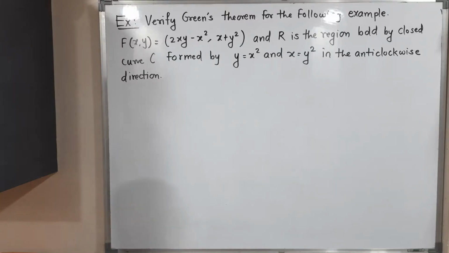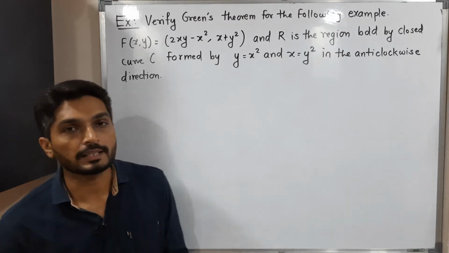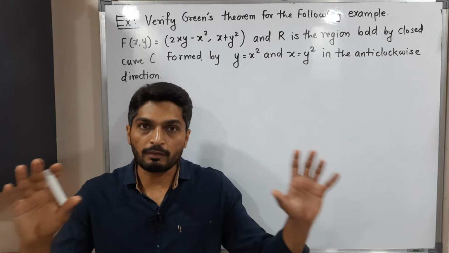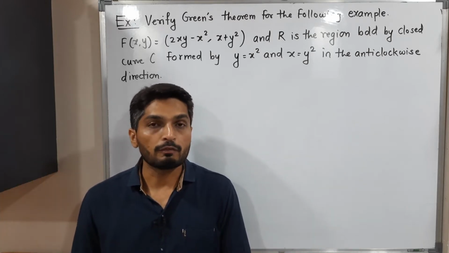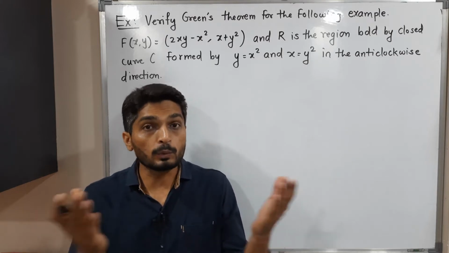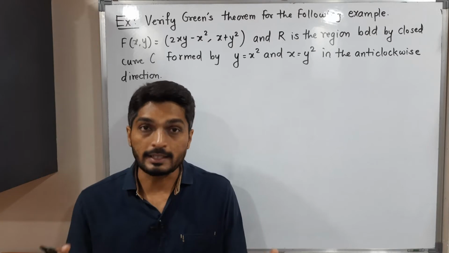Hi everyone. Let us discuss this example. In this example, we have to verify Green's theorem for a given function. Verifying Green's theorem means we are familiar with the statement of Green's theorem. We find the value of the left hand side, we find the value of the right hand side, and we prove that both of them are equal, and we declare that Green's theorem is verified.